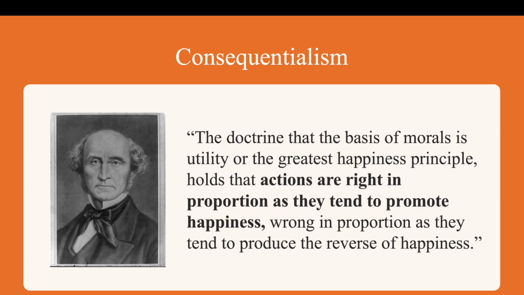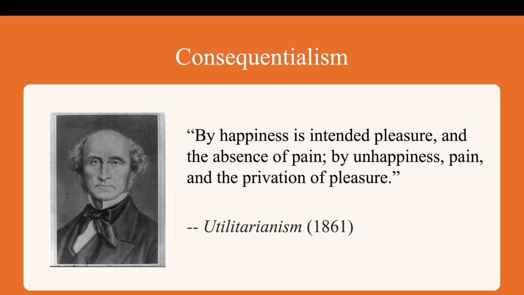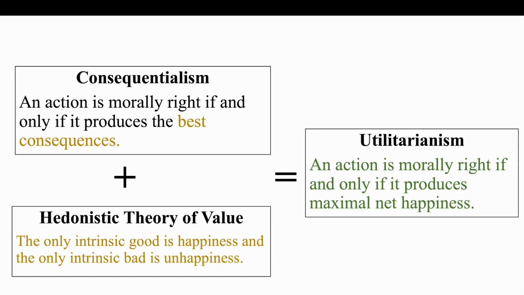The doctrine that the basis of morals is utility, or the greatest happiness principle, holds that actions are right in proportion as they tend to promote happiness, and wrong in proportion as they tend to promote the reverse of happiness. And then he clarifies, by happiness is intended pleasure in the absence of pain, by unhappiness, pain and the privation of pleasure. So what we have in Mill is a combination of the consequentialist framework, which says the right thing to do is to promote the best consequences, with a hedonistic theory of value, which says that the only intrinsic good is happiness or pleasure, and the only intrinsic bad is unhappiness or pain.